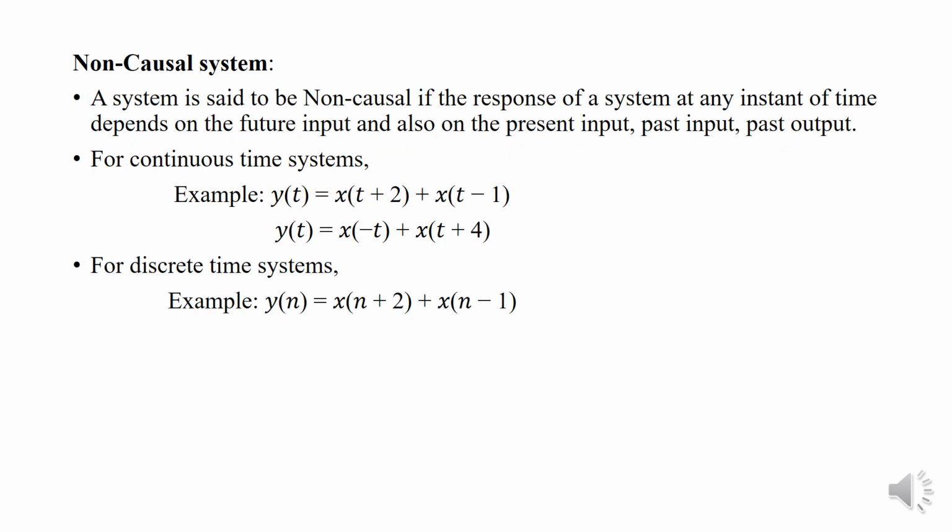Non-causal system. A system is said to be non-causal if the response of the system at any instant of time depends on the future input and also on the present input, past input and past output. These are some of the examples in the case of continuous and discrete time systems.